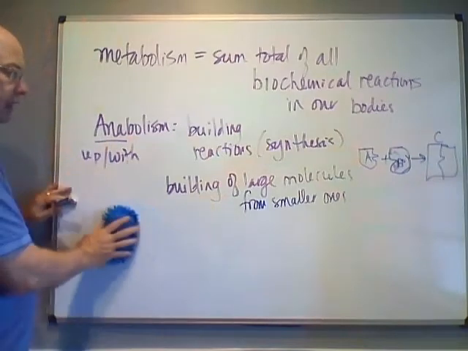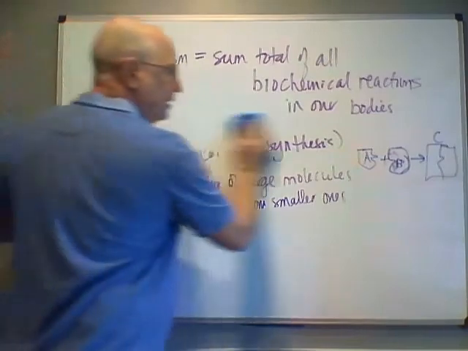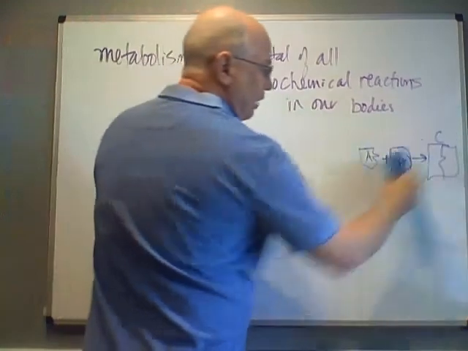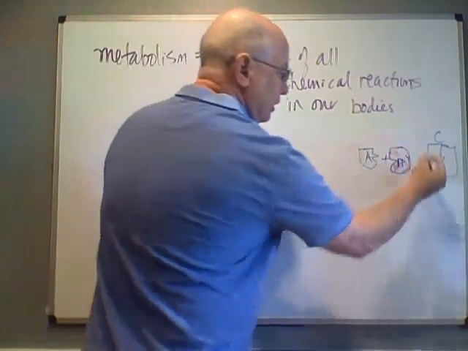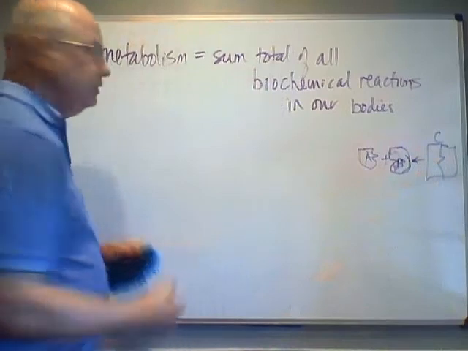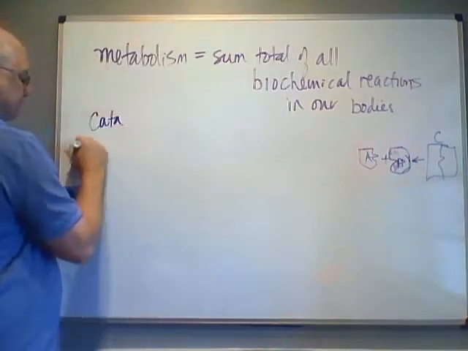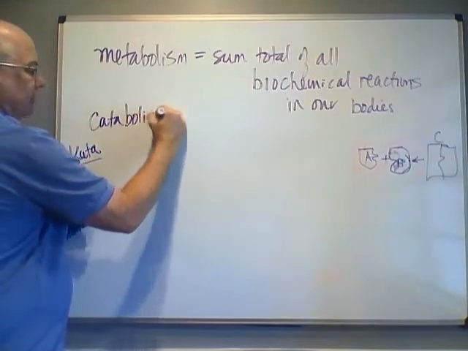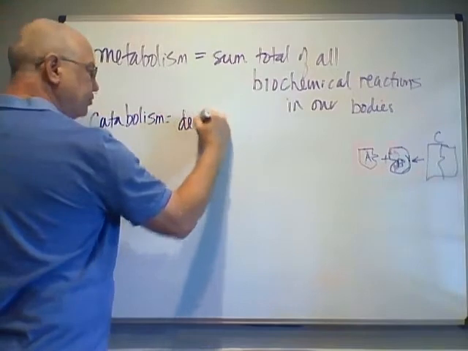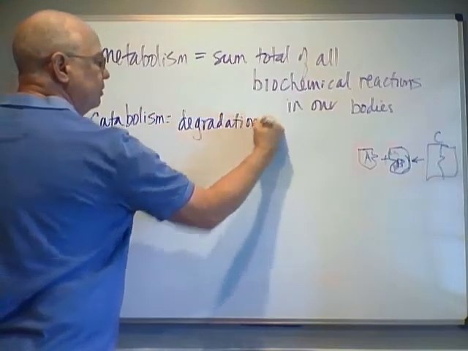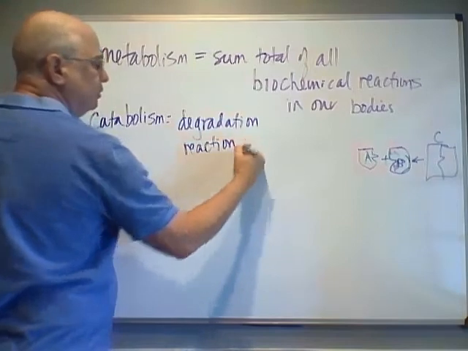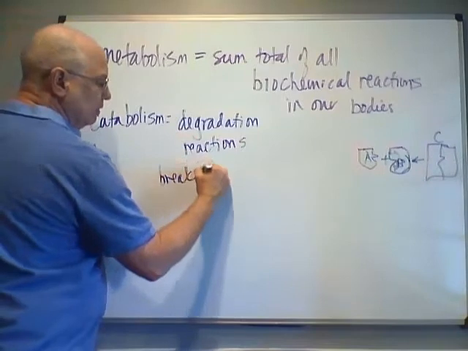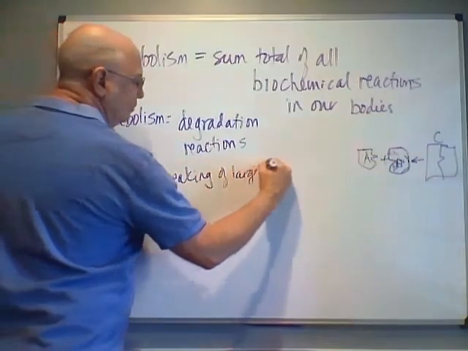Now, the opposite of that is going to be a catabolic reaction. Catabolic reactions would be the exact opposite, which is where I would actually take a large molecule and break it into smaller ones. The kata comes from an Asian word, kata, which means to cut. So in a catabolic reaction, or in catabolism, in chemistry, we often refer to these as degradation reactions. To degrade means to break down. And so this is the breaking of large molecules into smaller ones.